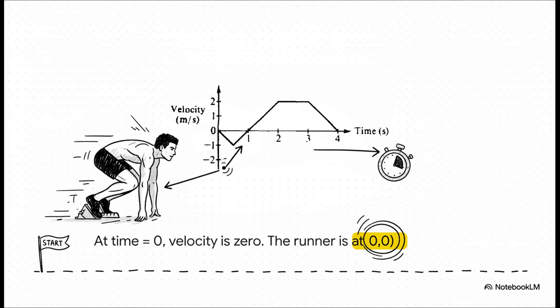And this right here illustrates it perfectly. So on this graph, the vertical axis is velocity. Think of it as speed, and the horizontal axis is time. Now look right there at the origin, the point 0, 0. Time is 0, velocity is 0. The runner is at their starting position, totally motionless, just waiting for the signal.